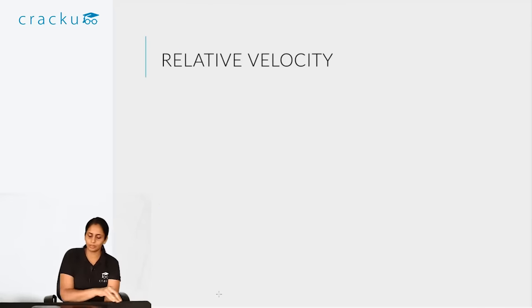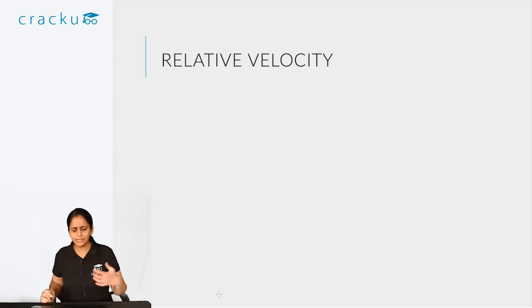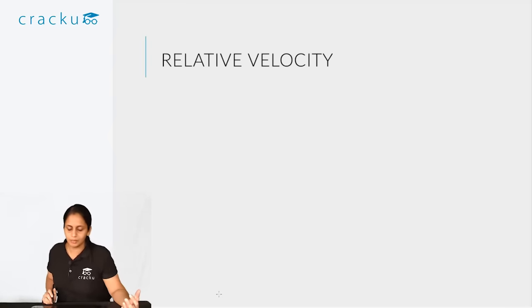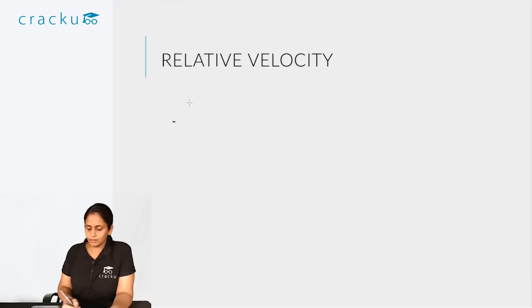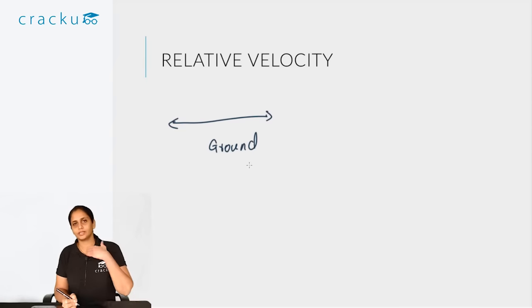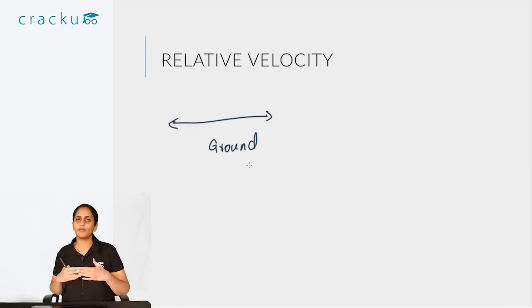Now let's go on to the concept of relative velocity. I've introduced it already, but let's take a closer look. Whenever we define velocity, we define it with respect to the frame of reference of the ground. If I say that somebody is moving at 4 meters per second, I mean he is moving at 4 meters per second with respect to the ground. But when two people are moving towards each other, it might be easier to calculate if we consider things from the frame of reference of one of the people on one of the moving elements.